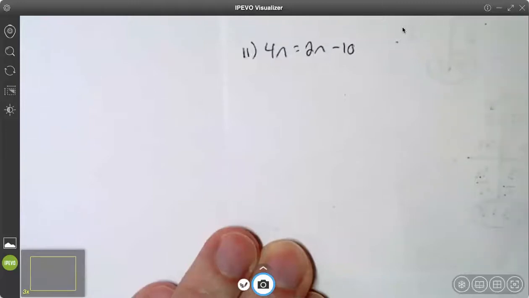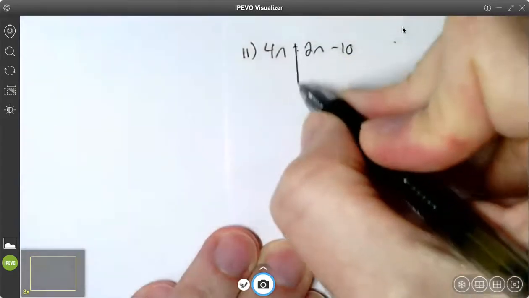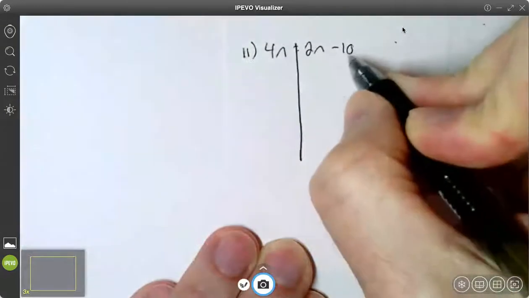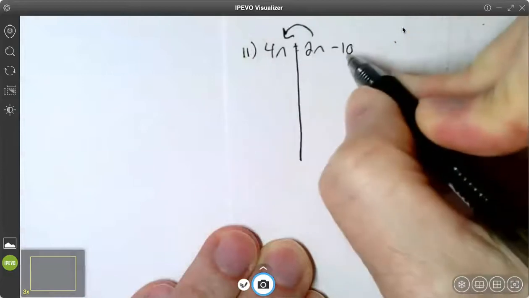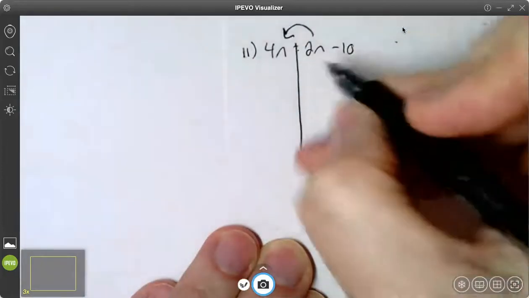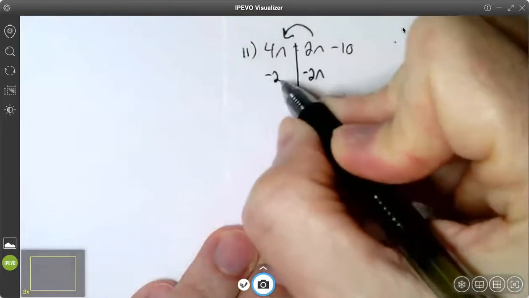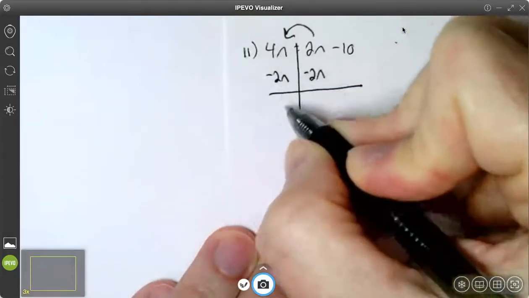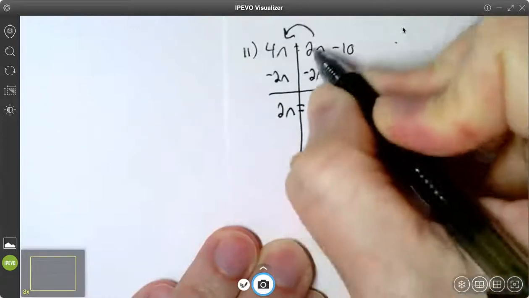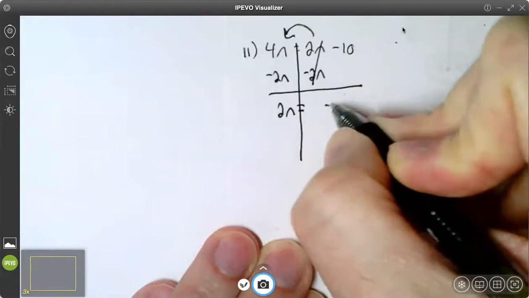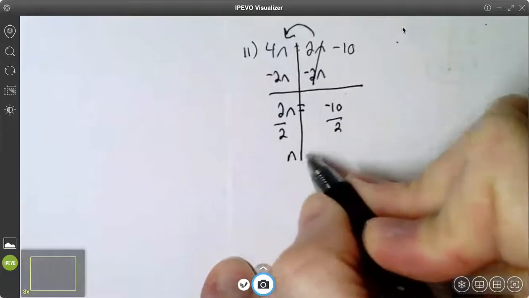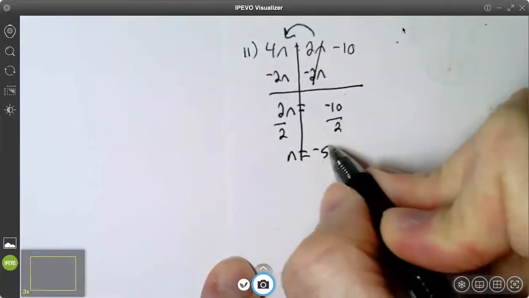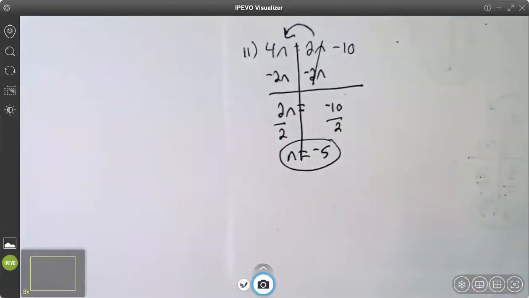Let's do one more, number 11. On number 11, I have a variable on both sides, but a constant only on the right. So I want to move this variable away from this lone constant of negative 10. Therefore, I will subtract 2n from both sides. 4n minus 2n is 2n. My equal sign comes down. 2n minus 2n is nothing. My negative 10 comes down. To get rid of times 2, I divide by 2. Negative 10 divided by 2 is negative 5. My answer is negative 5.